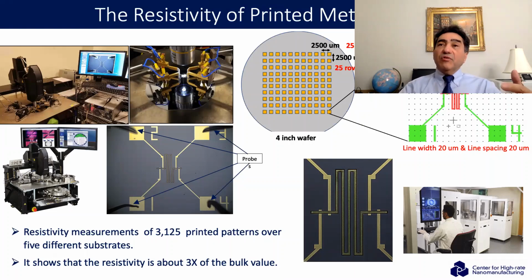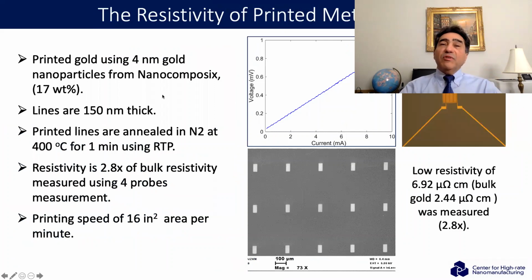Then we also, this is silver. We also have done gold. Gold is not easy to print, but this is gold, 4 nanometer gold. These lines, these channels are about 150 nanometer thick and need 400C. We use rapid thermal processing or rapid thermal annealing. In this case, it's 400C for 1 minute, and it's less than 3x. It's about 2.8x of the bulk resistivity.